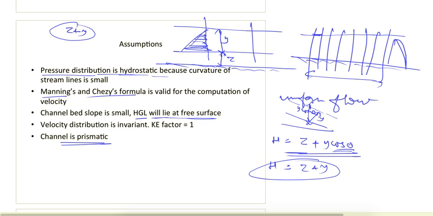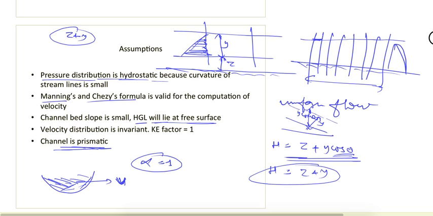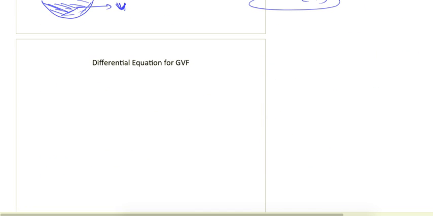And velocity distribution is invariant, which means that whatever velocity changes are there in the channel, we are ignoring those changes and we are taking one single velocity by putting alpha equal to 1. And the channel is prismatic, as I said before. Now let's derive the differential equation for gradually varied flow profile.